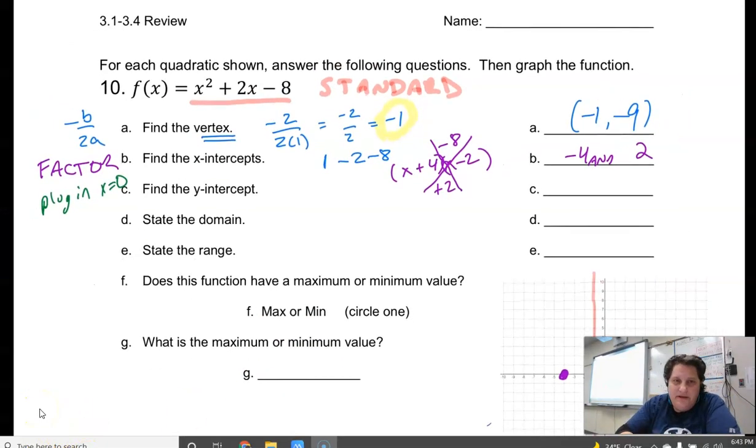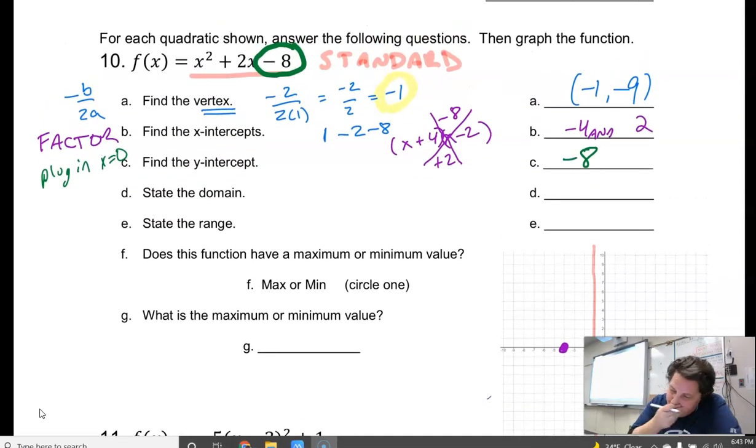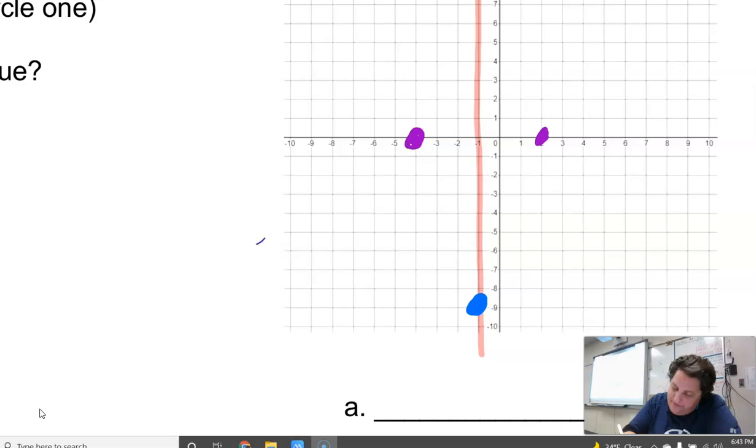Okay, guys, so when I plug in 0, I get 0 plus 0 minus 8. And actually, the thing about standard form is you can see the y-intercept. It's the number on the end. So if you remember that, then that's fine. My y-intercept is negative 8, okay?